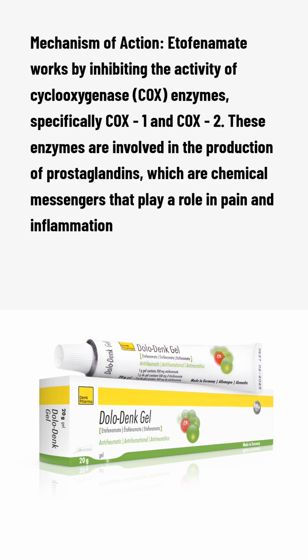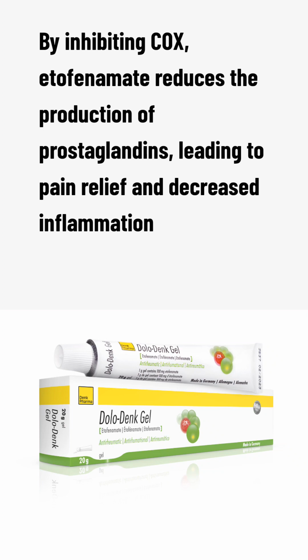Mechanism of action. Etofenamate works by inhibiting the activity of cyclooxygenase COX enzymes, specifically COX1 and COX2. These enzymes are involved in the production of prostaglandins, which are chemical messengers that play a role in pain and inflammation. By inhibiting COX, Etofenamate reduces the production of prostaglandins, leading to pain relief and decreased inflammation.